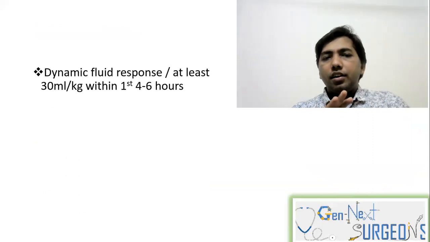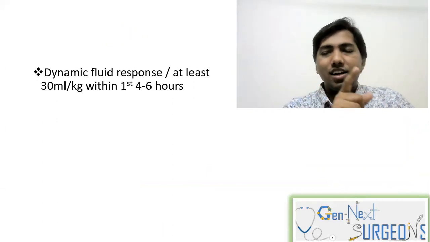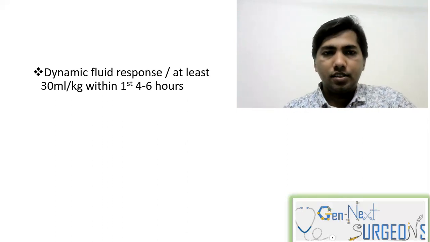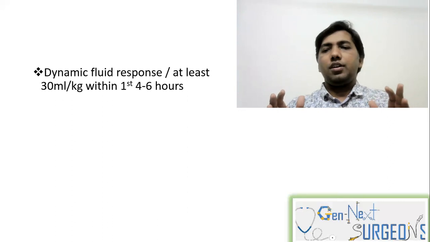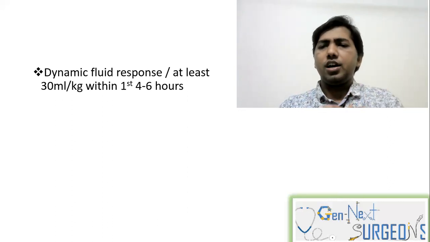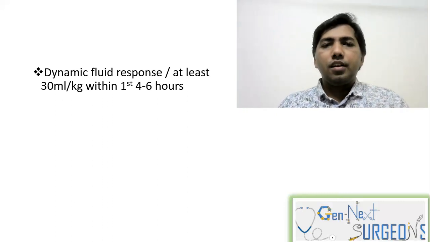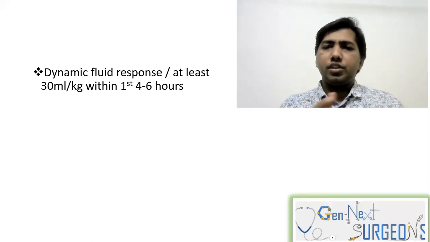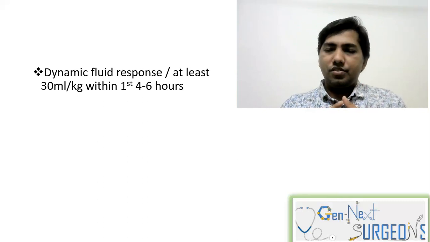Now, dynamic fluid response. The guideline says that within 1 hour, give 30 ml per kg if the patient is hypotensive or lactate is more than 4 mmol per liter. Now, how to give the fluid? This is called dynamic fluid response in any kind of shock. Shock is of many types: distributive shock, hypovolemic shock, cardiogenic shock, endocrine shock. When a patient comes and becomes unconscious or something, we don't know the reason for the shock. So in every kind of shock, we start with the dynamic fluid response.